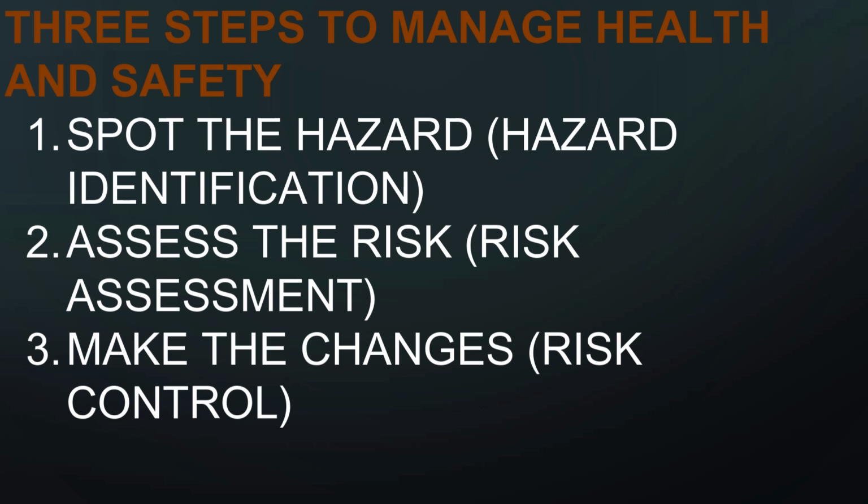Let's delve into the 3 essential steps for managing health and safety. First, spot the hazard. This involves being vigilant and actively looking for any potential hazards in your workplace. It's about being proactive, so take a moment to observe your surroundings. Next, assess the risk. Once you've identified a hazard, consider how likely it is to cause harm and how severe that harm could be. This is where we weigh the potential dangers. Finally, make the changes. This step is about taking action to eliminate the hazard or reduce the risk it poses. Whether that's through modifying work practices or implementing new safety measures, it's crucial to act on what we've identified.